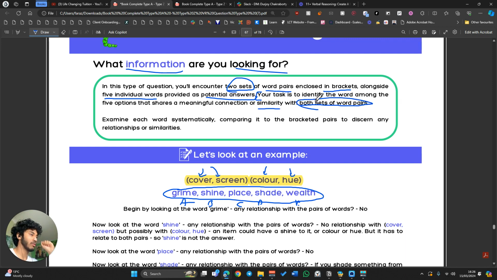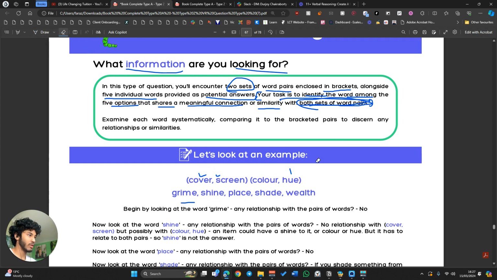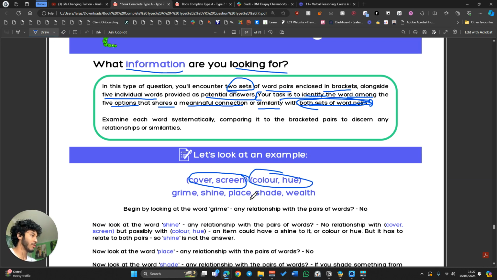So that's a lot of words in one go. But basically what it's saying here is identify the word in the 5 options that shares a meaningful connection with both sets of words. So a meaningful connection meaning sort of similar or some sort of logical relationship there, and obviously it says both sets of words, so one of these words has to fit in or make sense with both of these sets. So if we just have a look at these, so cover, screen, color, hue, obviously this side makes sense on its own and this side makes sense on its own, so we'll need a word that works for both of them.